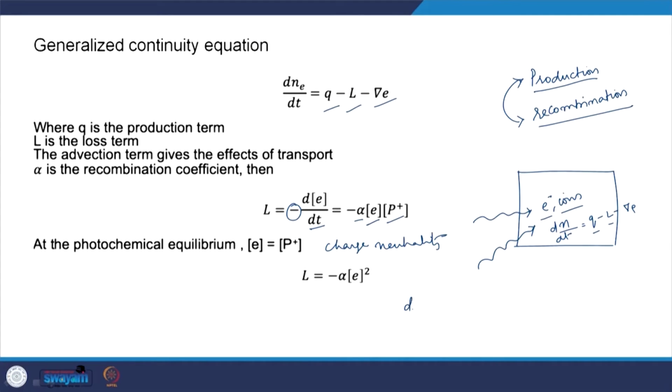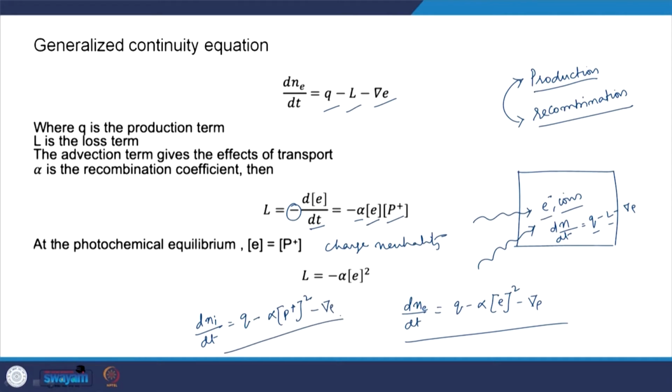If you substitute this into the equation, the equation of continuity will look like dN by dt is equal to Q minus alpha times E square minus del E. So this is the basic form of the continuity equation. This is for NE. Similarly, you can write dNi by dt is equal to Q minus alpha P plus square minus del E. So this is the continuity equation. What is the use of the continuity equation? The continuity equation can simply be used to calculate how the electron density, or how the charge density, varies with respect to time.